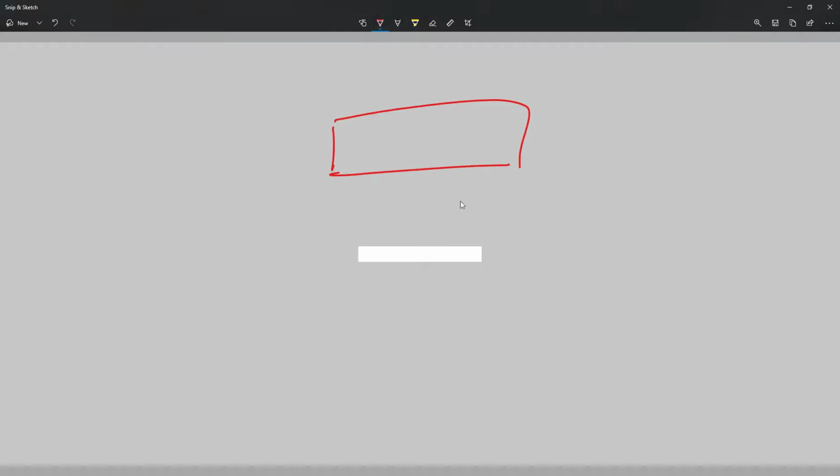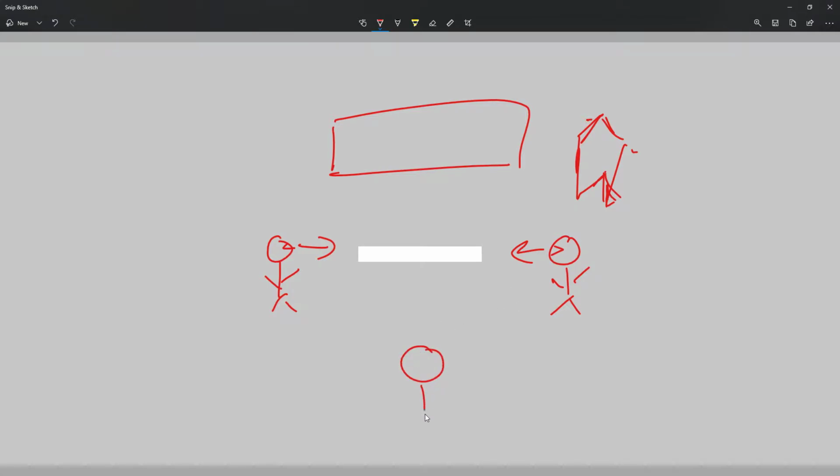Let's say we're in a classroom and this is the board at the front of the room, right? And here's the door. Not sure how to draw a door, but there's the door to the classroom. Let's say you have two students, and this student is facing this way, and this student is facing that way, right?